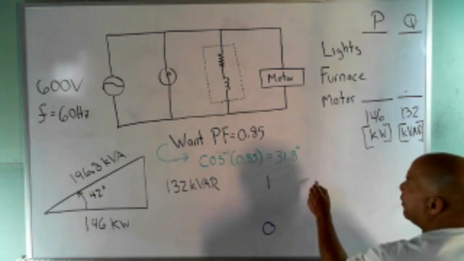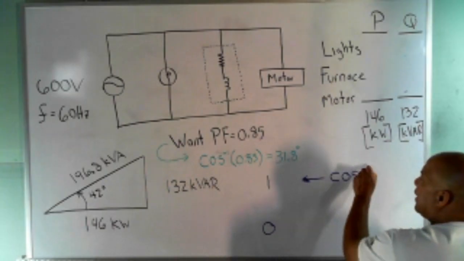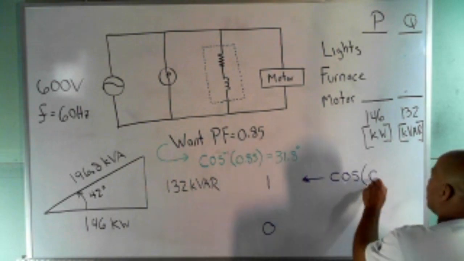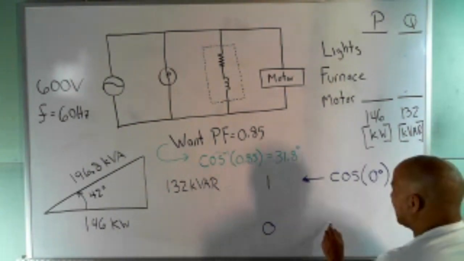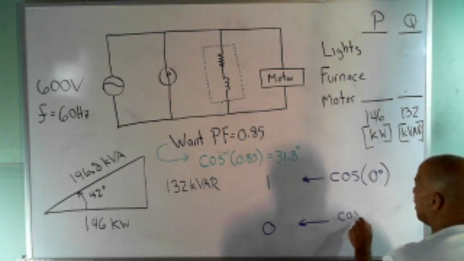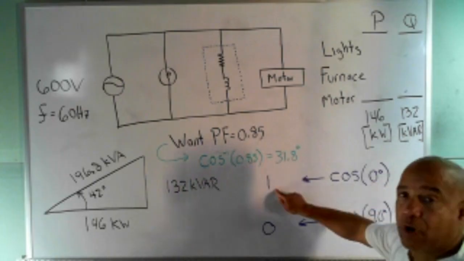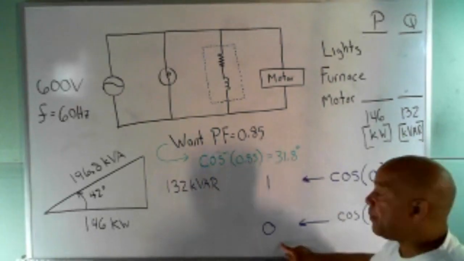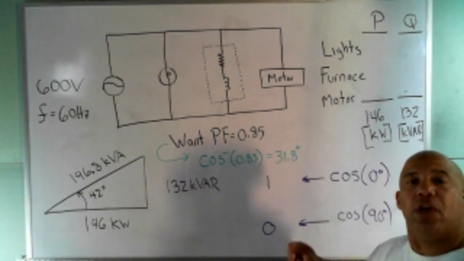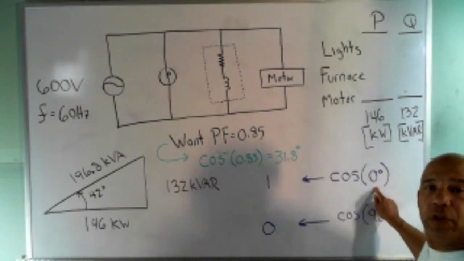And the way you get that number is by taking the cosine of theta. And the only way that can be a 1 is if that angle is 0 degrees. And the only way that can be a 0 is if this angle between the current and the voltage is 90 degrees. You know from your trig, the cosine of 0 is 1, and the cosine of 90 is 0. Well, this angle is between the total current and the total voltage. When is the angle between the total current and total voltage 0? It's only that way when you have purely resistive loads.